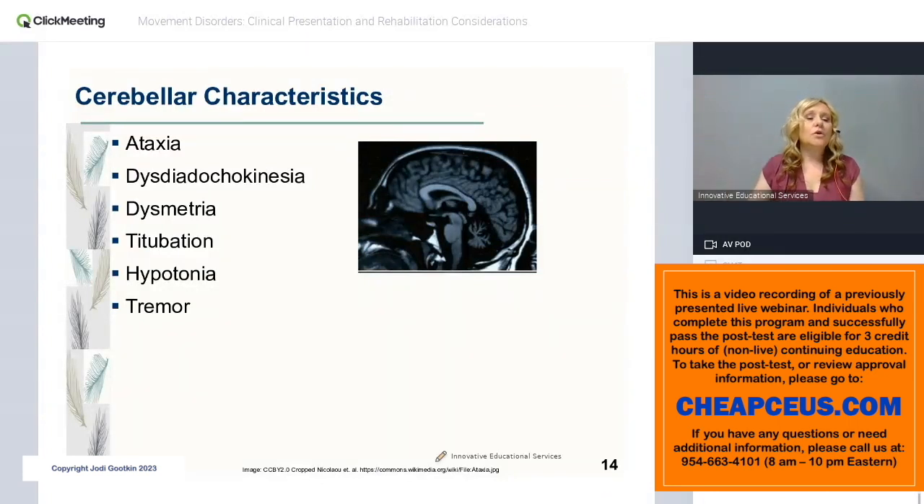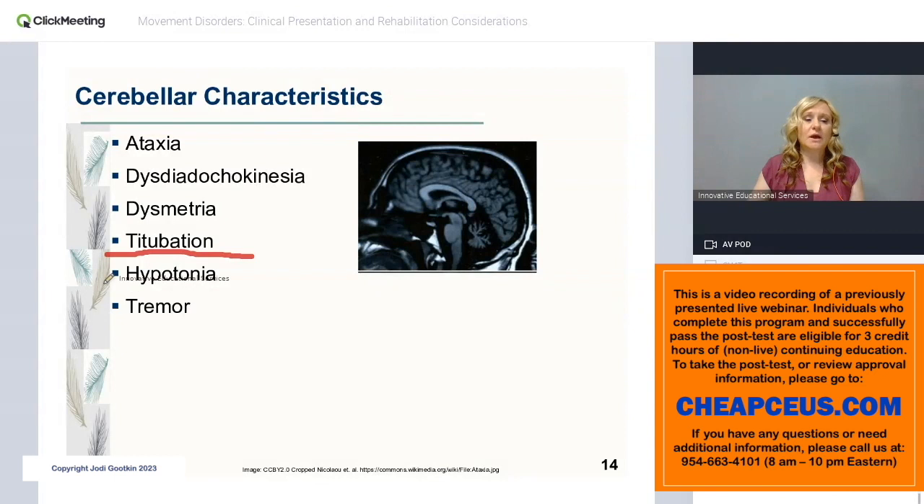What may be new if you don't work a lot with the neurologic population is titubation. Titubation is typical to cerebellar involvement. This is a slow, rhythmic, oscillatory movement that you might see in the individual, often of the head or jaw, might be a little rocking, back and forth movement. Even though they're at rest, you're going to see that, and it's because of dysfunction of that cerebellar system. We're not getting that dampening of movement.